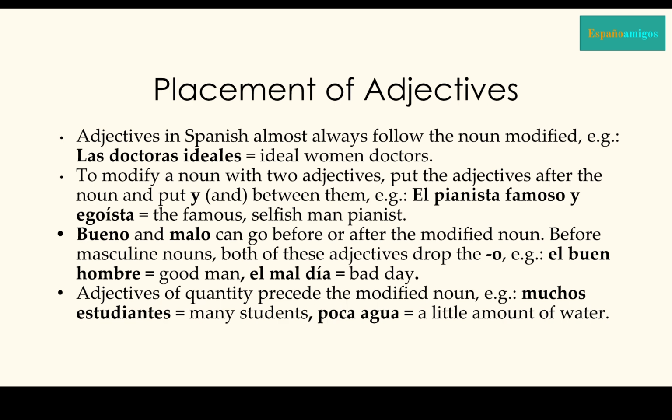Adjectives of quantity precede the modified noun. For example, muchos estudiantes. That means many students. Poca agua, a little amount of water. Okay, so the adjectives of quantity are always before the noun, like muchos or poca. So let's continue.